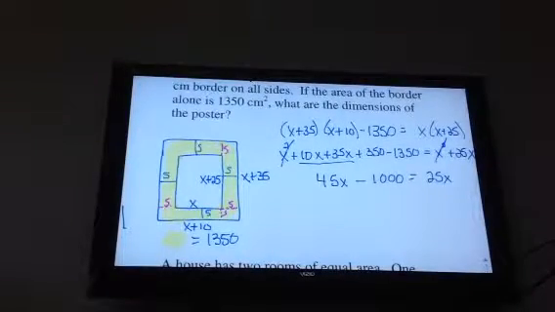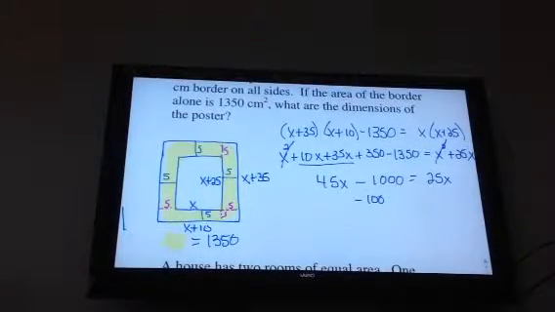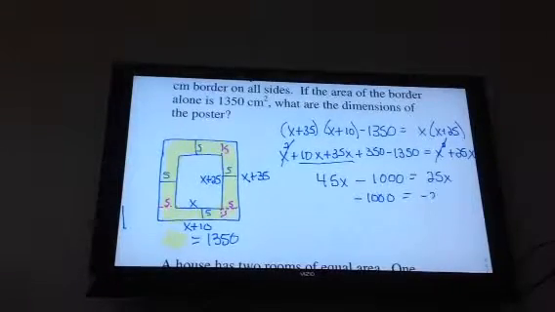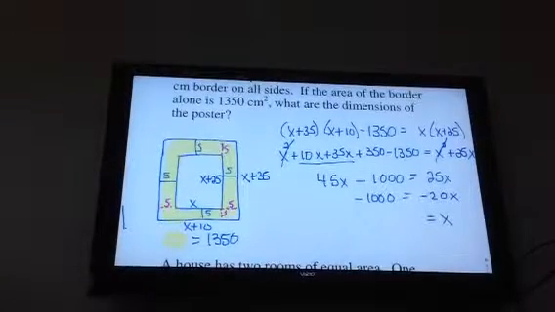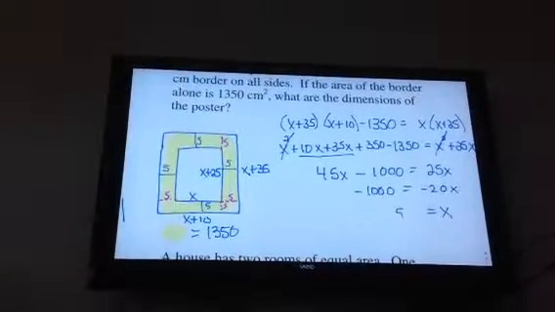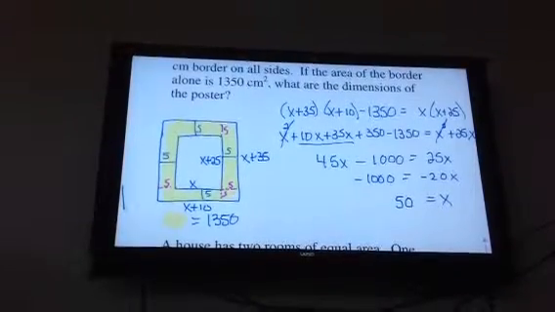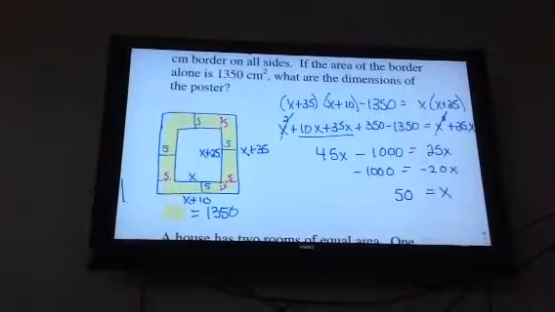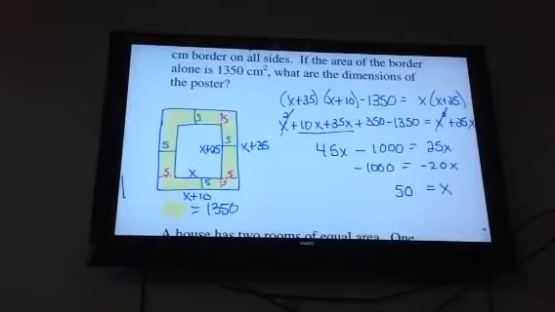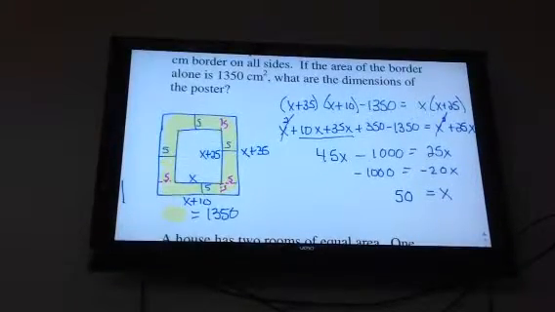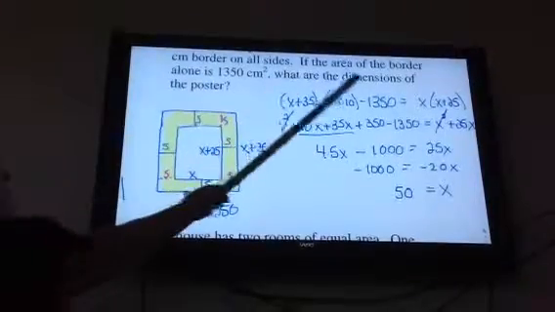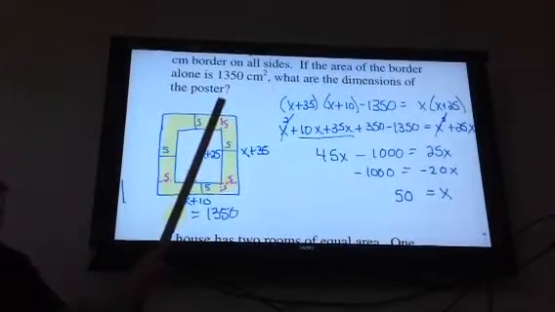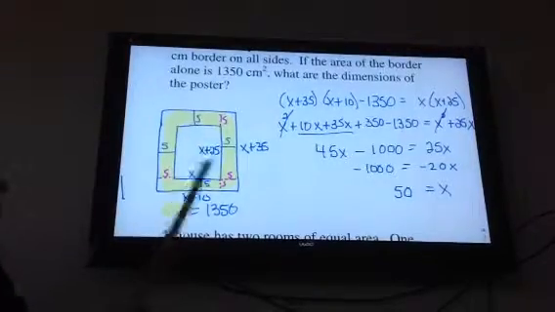Subtract your 45x. So negative 1,000 is negative 20x. And divide by negative 20, and x is 50, if I did my math right. And then the question asks, what are the dimensions of the poster? So that's the inside piece.